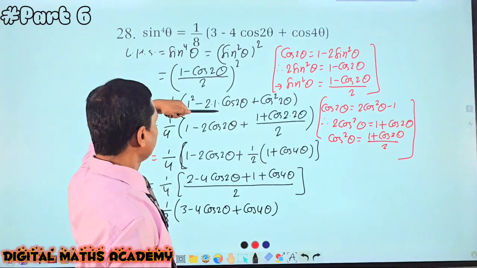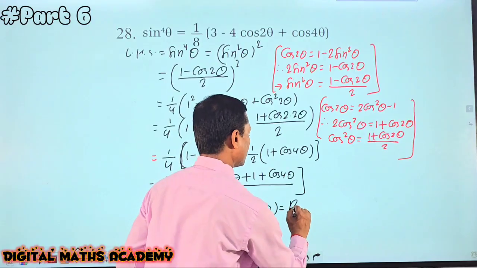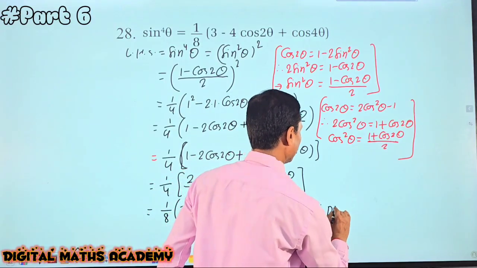Let's look at the right hand side. 3 minus 4 cos 2 theta plus cos 4 theta, and that's equal to the right hand side. Hence proved.